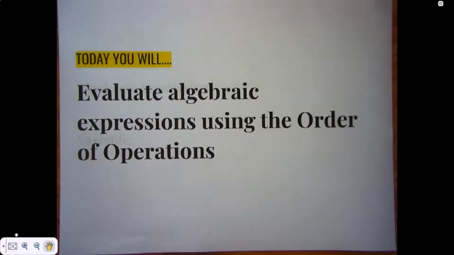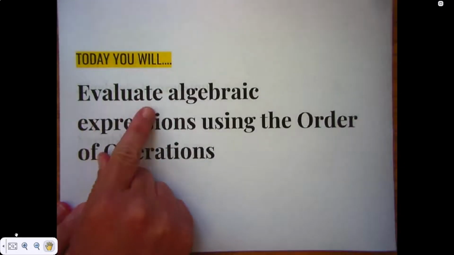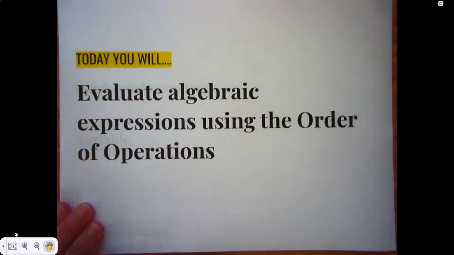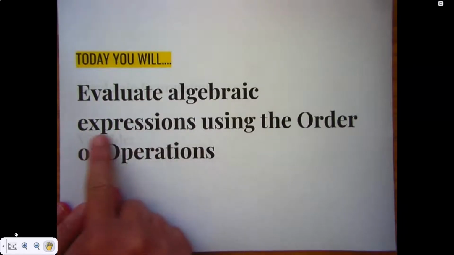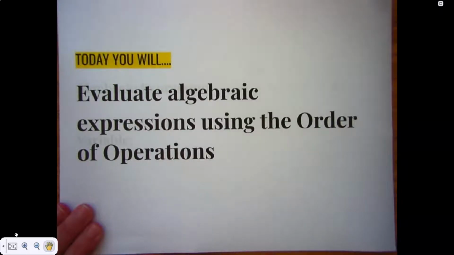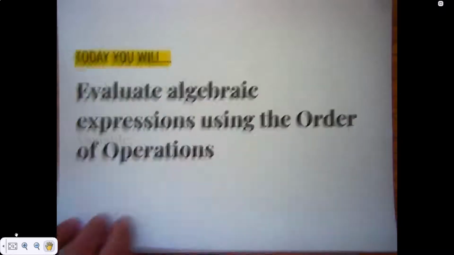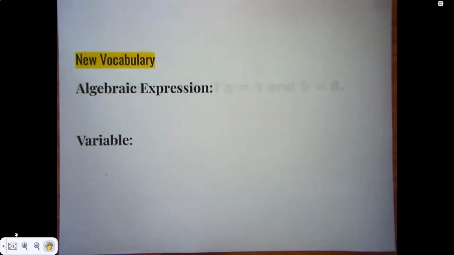Now you'll notice here that we're seeing some words that we saw in the previous lesson. Evaluate, we already know, is find the value of. We've already seen the word expression, that means that it's not going to have an equal sign in it. And order of operations, we already know, is GEMDOS: grouping symbols, exponents, multiply, divide, add, subtract. The only new word here today for us is algebraic. So let's talk about that for just a minute.